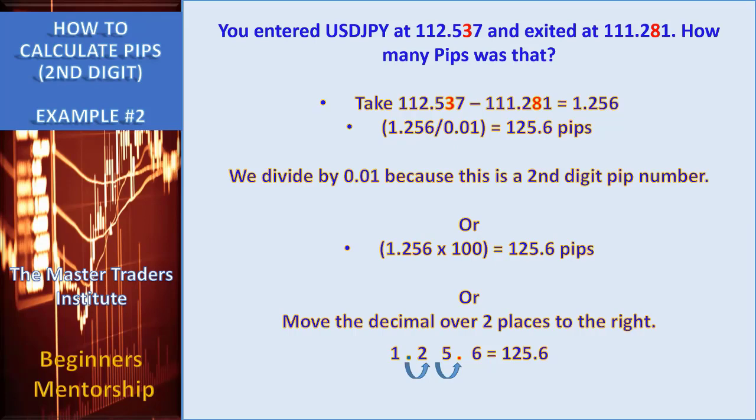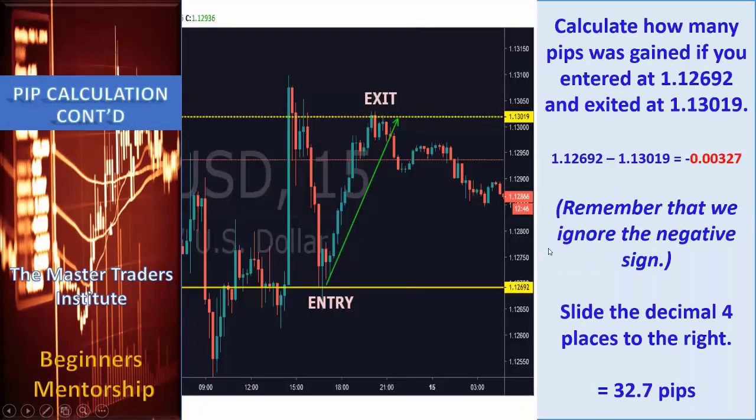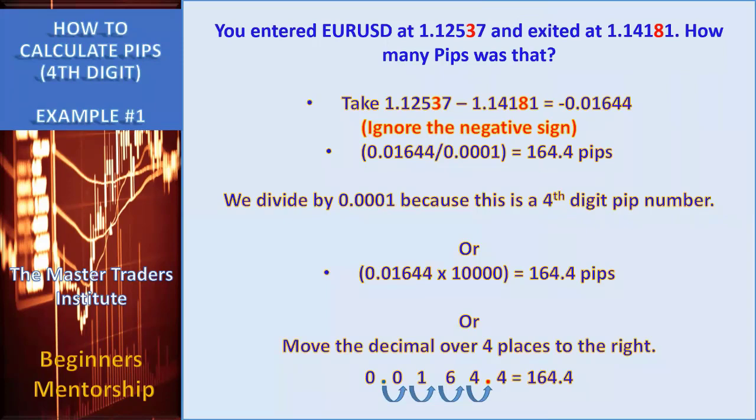Another simple way is, when you get this figure, instead of moving the decimal place 2 places to the right, you can multiply it by 100. It will give you the same thing. Then for the normal pairs, you can multiply it by 10,000. If you multiply it by 10,000, it gives you your normal pips.